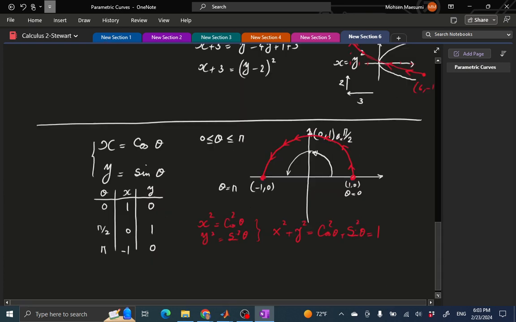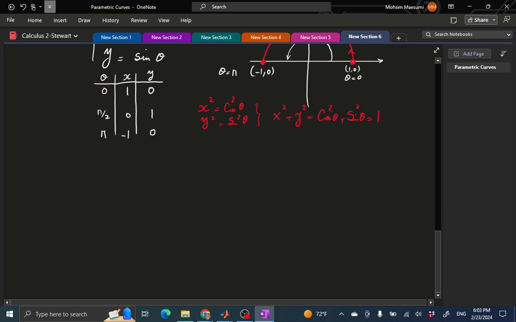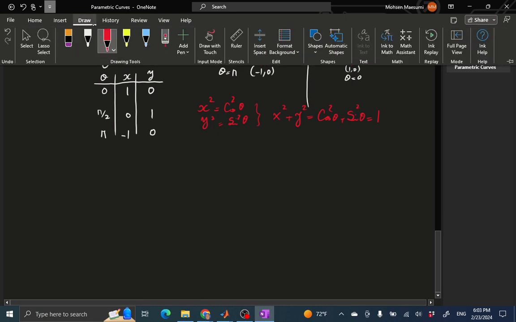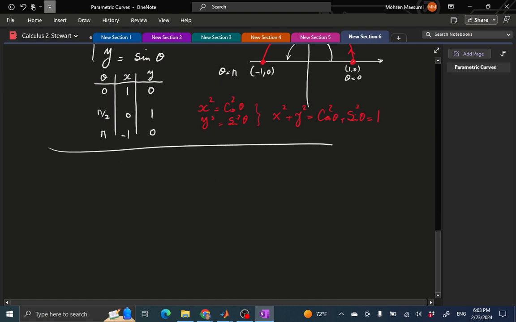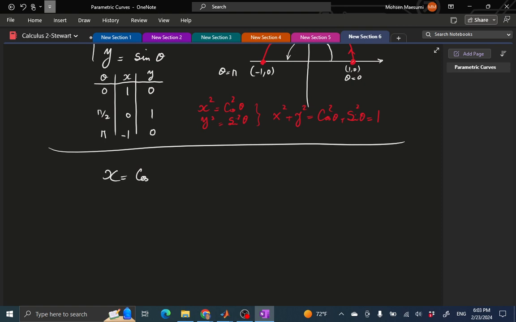Now let's go ahead and look at something else. Suppose I change the so-called frequency, so that now I have x equal to cosine of 2 theta, and y equal to sine of 2 theta. Again, let's take theta to go as before between 0 and pi.